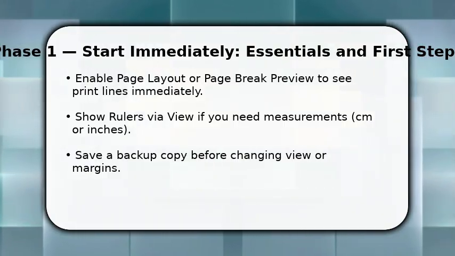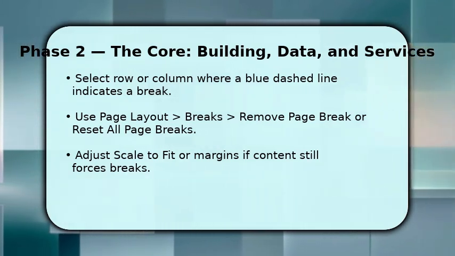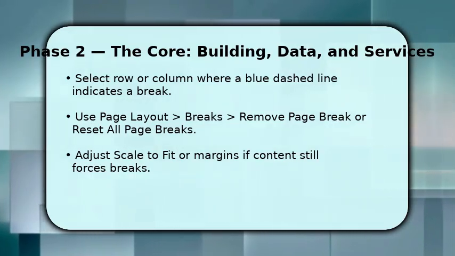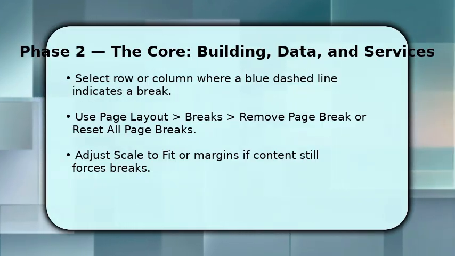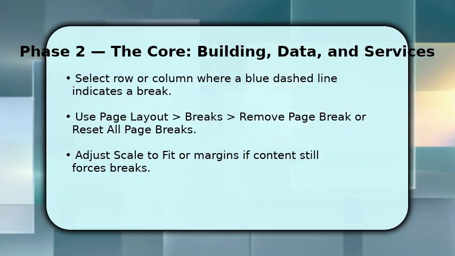Next, focus on manual page breaks. Select the row or column adjacent to the blue dashed line. Then go to Page Layout, choose Breaks, and pick Remove Page Break. That removes the manual divider only, so your layout stays intact. If many breaks exist, use Reset All Page Breaks to return to automatic pagination.